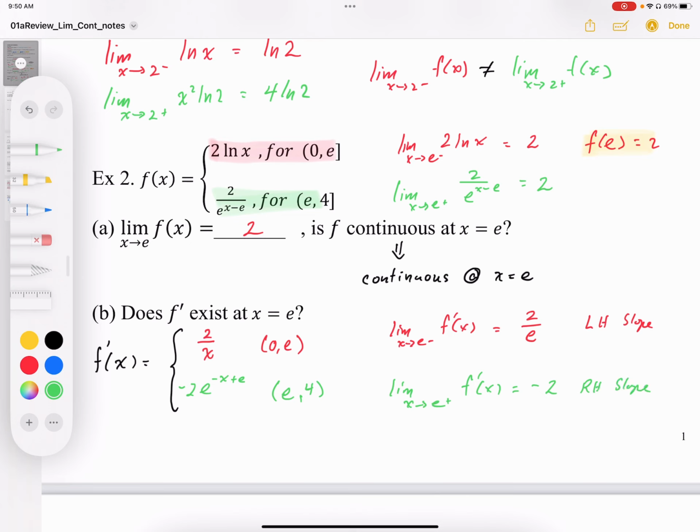We know that the derivative does not exist at e. So f prime does not exist at e. So I'm just going to write it like this: f prime at e does not exist. Okay, so it's going to be like a kink at that point.